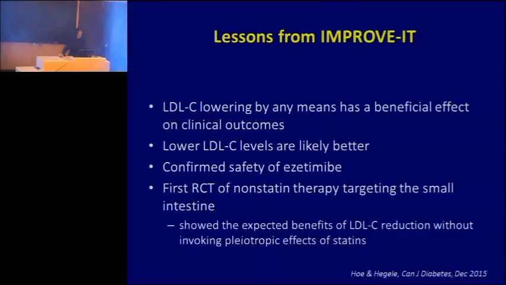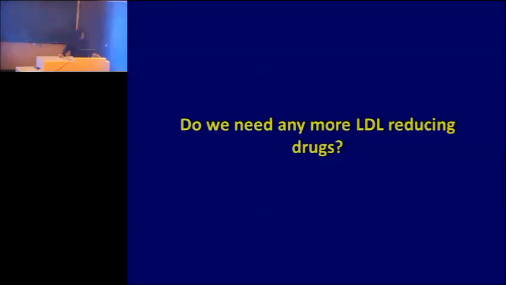So we have two drugs now which are beneficial in LDL cholesterol lowering. We have statins and ezetimibe. Do we really need any more drugs to reduce LDL cholesterol?